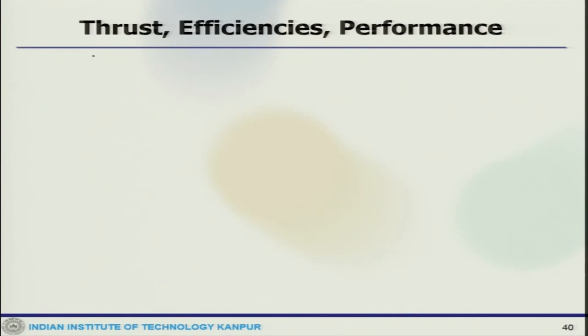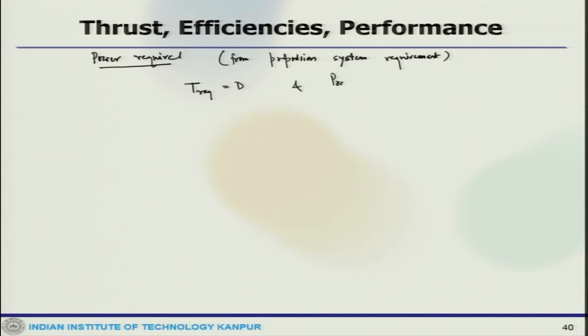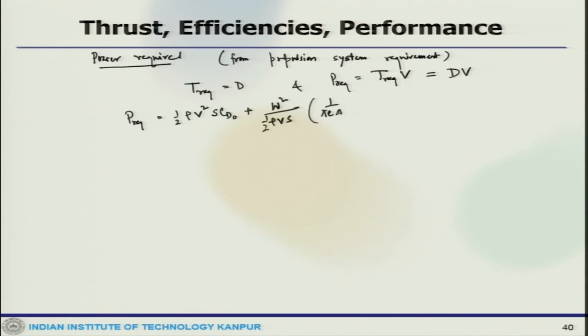Now, we can find out how much power would be required. So, now we can look at the propulsion system requirement. To maintain steady level flight, T required would be drag, and power required would be T required into velocity, which is D into V. So, power required would be half rho V square S C D0 plus W square by half rho V S, 1 by pi e aspect ratio.